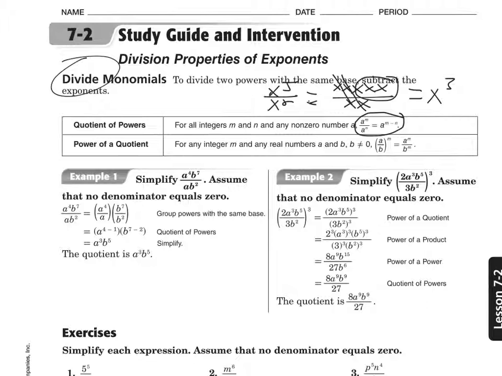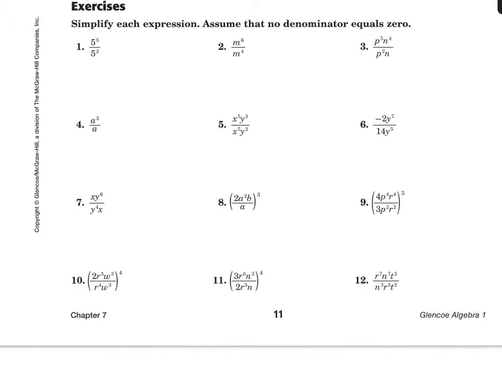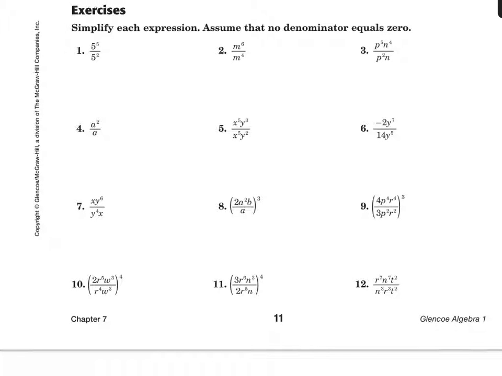The other one is the power of a quotient. Similarly to when you had two things multiplied in parentheses and you're raising to an exponent, you distributed that exponent. You're going to do the same thing if you're dividing. So you distribute that m to both the top and the bottom. You can check out their two examples and work along with me as I do these 12.